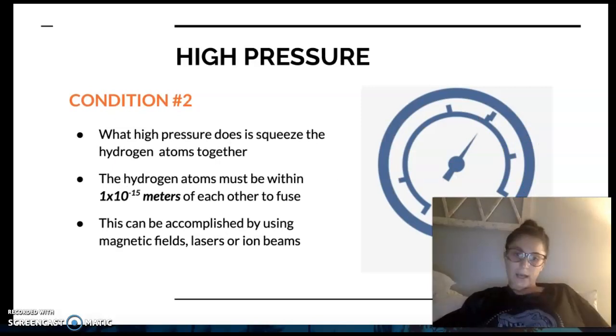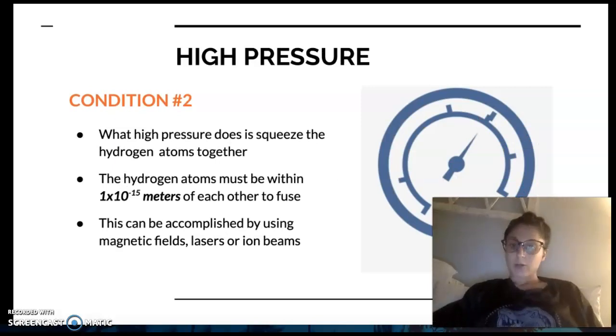Condition number 2 is high pressure, and what the high pressure does is squeeze the hydrogen atoms together, and the hydrogen atoms must be within 1 times 10 to the negative 15th meters of each other to fuse. And this can be accomplished in several different methods, including magnetic fields, lasers, and ion beams.